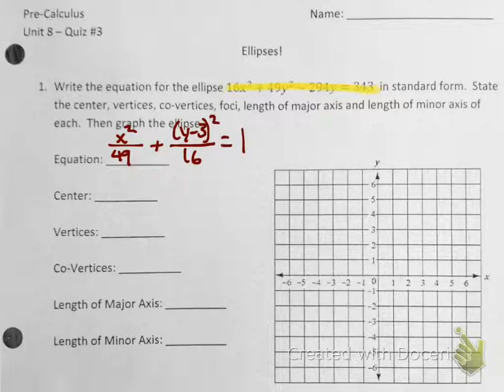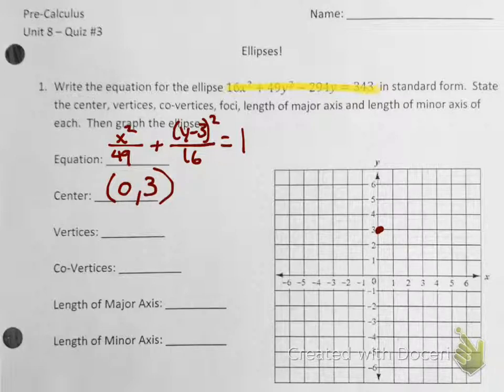Okay, so now we want to find the center, vertices, co-vertices, and the length of our major and minor axis. I'm going to go ahead and start graphing a couple of things. The center is where we want to start, so pulling from our numerators, the center is going to be 0, negative 3, or 0, positive 3, excuse me. Okay, so plotting that, go ahead and fill in the blanks.